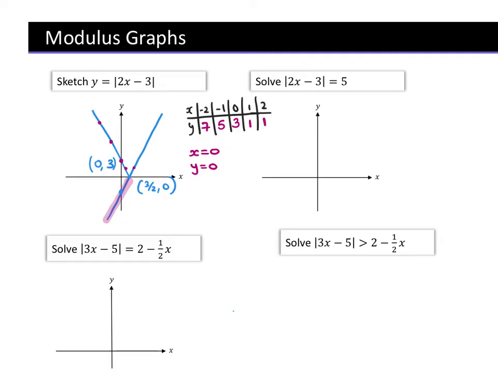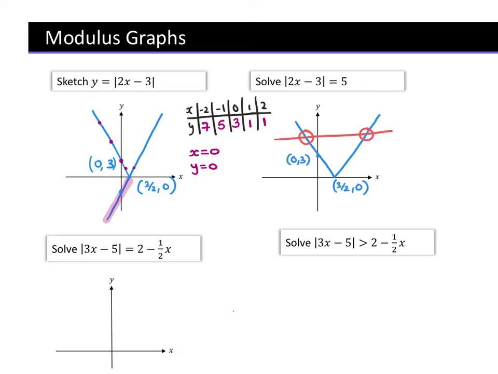Okay? So, on the next one, it's going to say solve 2x minus 3 equals 5. So if you can imagine, we've now got this graph here. Okay? And we know that this is 3 over 2, 0. And we know that this is 0, 3. So now we're saying this equals 5. Okay? So essentially, this is my line y equals 5. We want to find where they intersect.